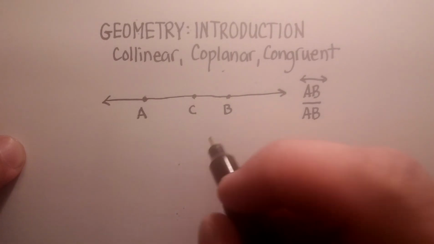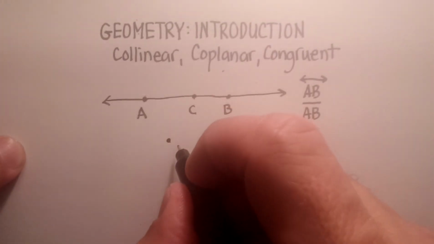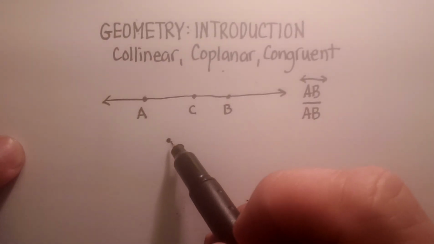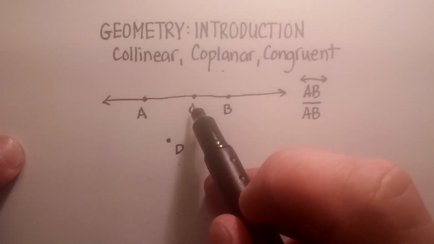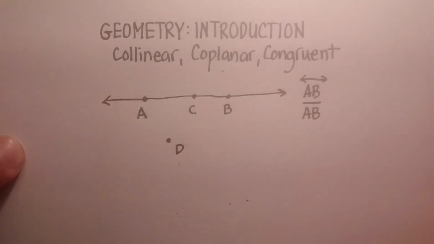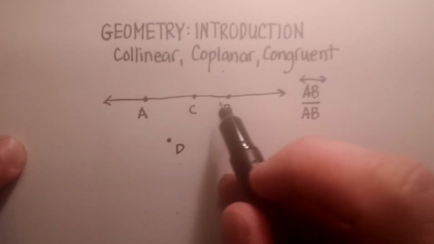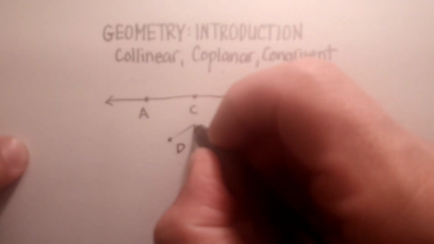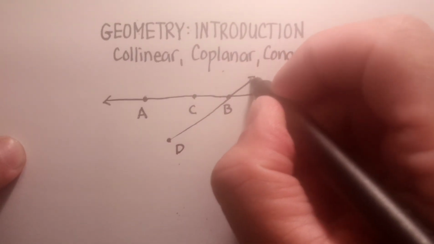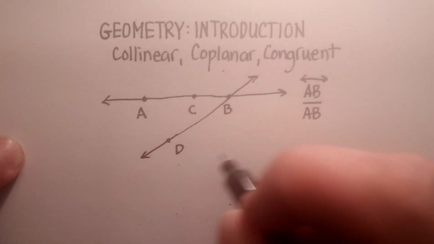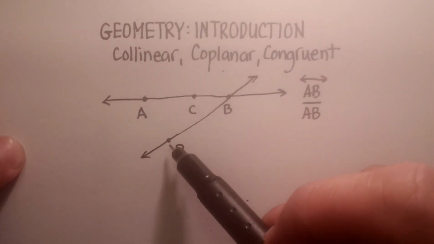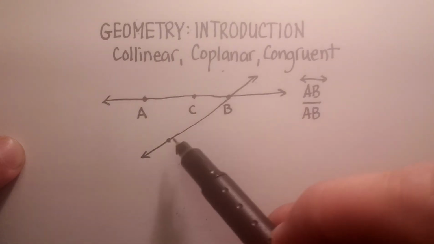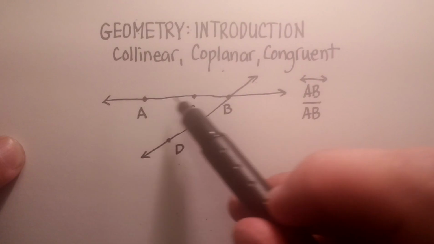Okay, not that big of a concept, but if I have another point off that line, let's call that point D, I would say that D is not collinear with A, B, and C. But can I make point D collinear with one of those? I absolutely could. What I'd have to do is draw another line. So now D is collinear with B. All right, but it is not collinear with A and C.